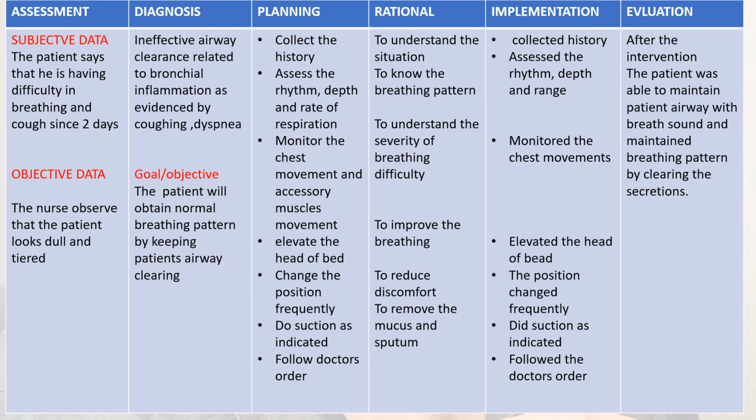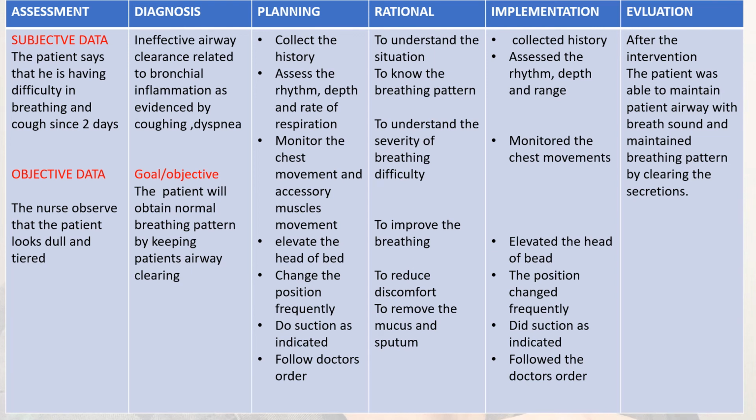The patient will obtain. Okay, then you have to plan the thing. So the patient is having ineffective airway clearance, right? The patient is having breathing difficulty. Okay, use your sense and write the plans. Okay, collect the history. Assess the rhythm and rate of respiration. Monitor the chest movement. Okay, elevate the head position. Change the position. So after writing that, you have to write the rationale for each plan.